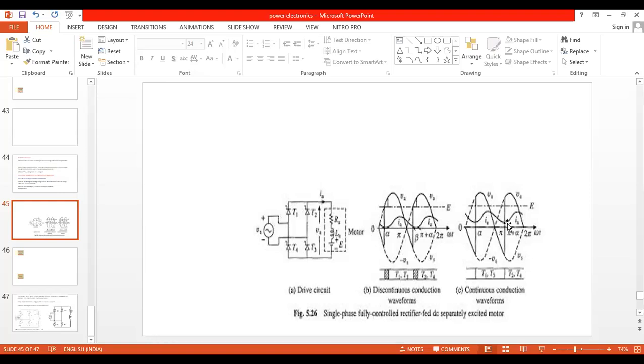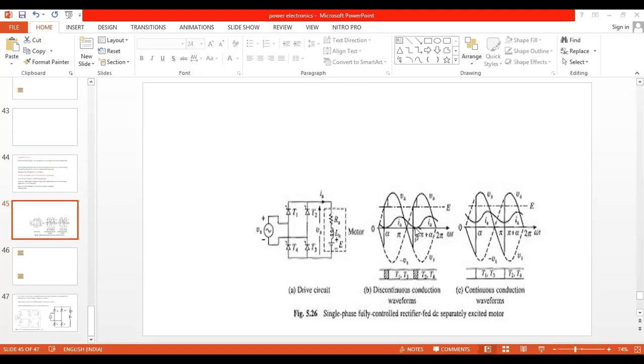But what is discontinuous current? You can see this left-hand side figure here. The current is increasing and decreasing, and it is approaching the zero value at certain intervals of time. So if the current reaches zero value at any instant of time, that current is said to be discontinuous current.